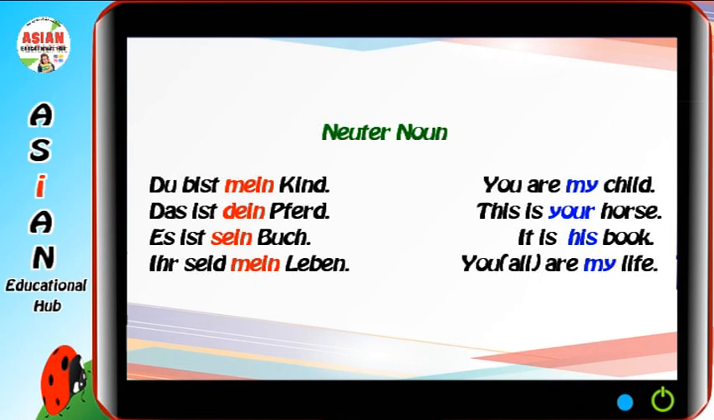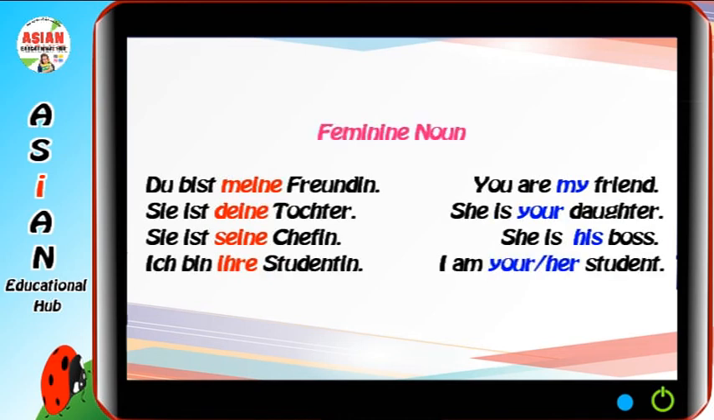For a neuter noun, du bist mein Kind. You are my child. Das ist dein Pferd. This is your horse. Es ist sein Buch. It is his book. Ihr seid mein Leben. You are my life.